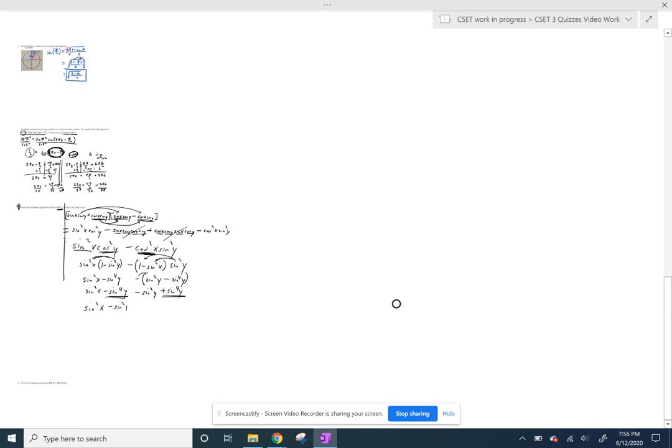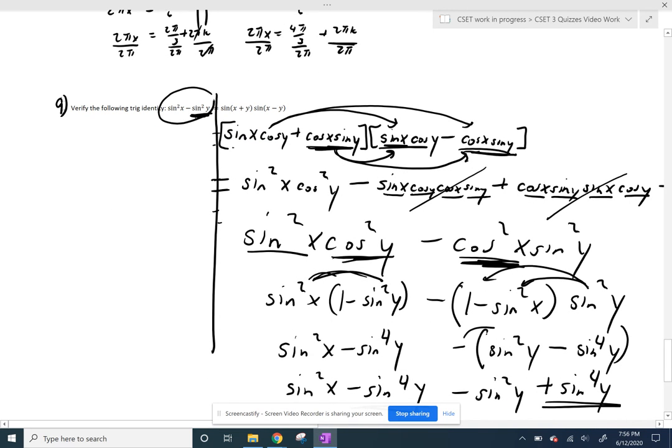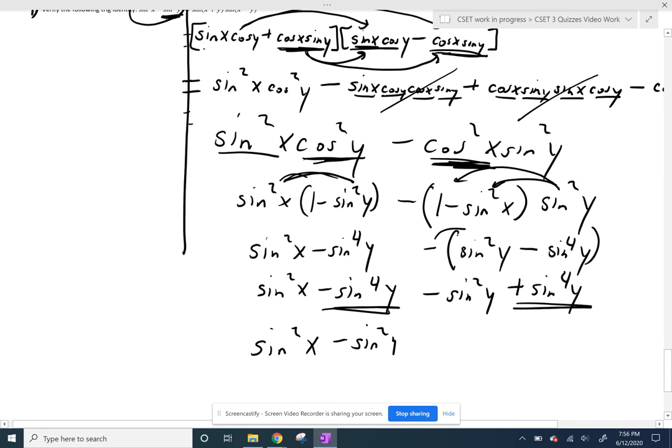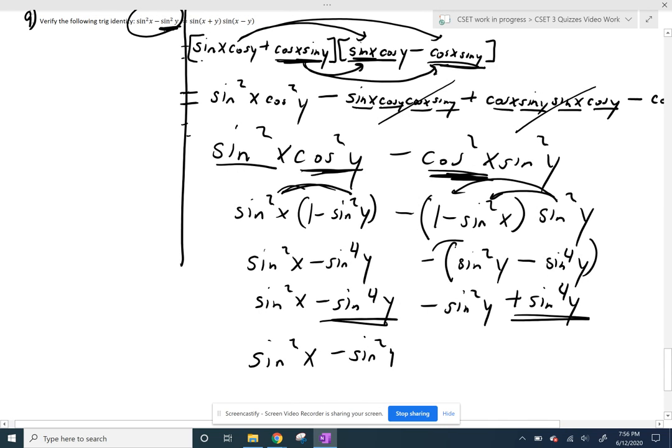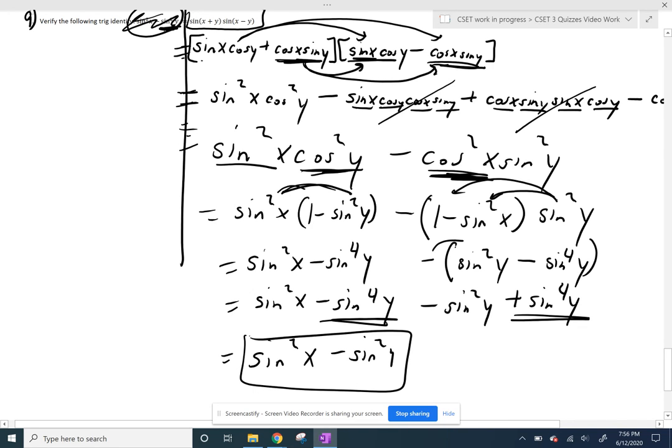And hey, look, that is what they told us we should get. So if you were writing the proof, you would just start with this side, and that equals that, equals that, equals that, and finally, hey, look what it's supposed to be. Awesome. Yeah, there you go.